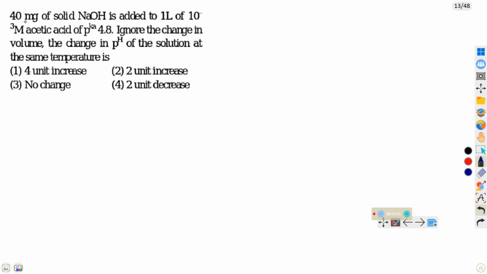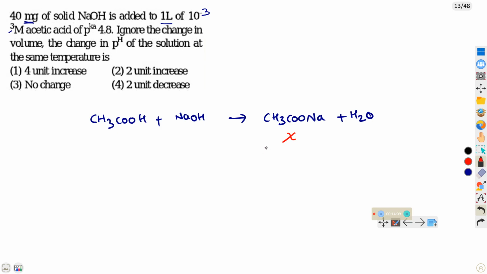40 milligrams of solid NaOH is added to 1 liter of 10 power minus 3 molar acetic acid of pKa 4.8. Ignore the change in volume. The change in pH of the solution at the same temperature is, okay, CH3COOH combines with NaOH. Then it gives CH3COONa plus H2O. The given salt is a combination of weak acid and strong base.